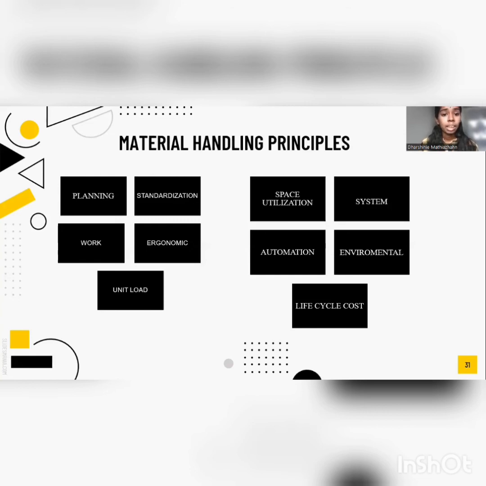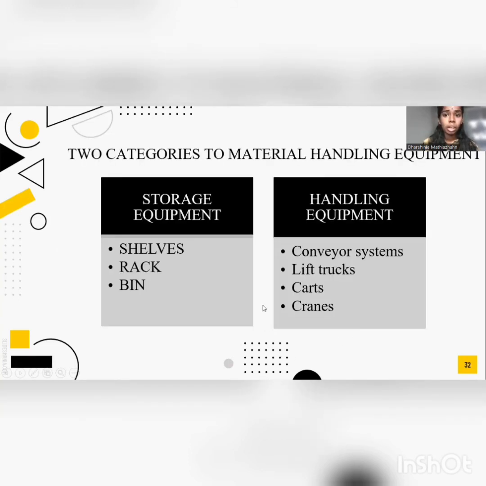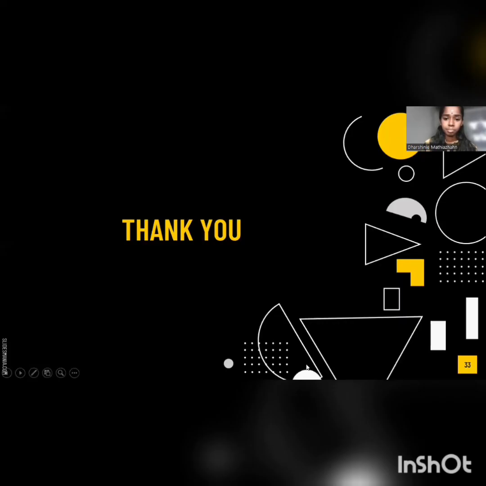There are planning, standardization, work, ergonomic, unit load, space utilization, automation, system, environmental, and life cycle costs. Okay, last but not least, there are two categories of material handling equipment, which are storage equipment and handling equipment. Storage equipment is like shelf, rack, and bin. Handling equipment is conveyor system, lift truck, carts and cranes.